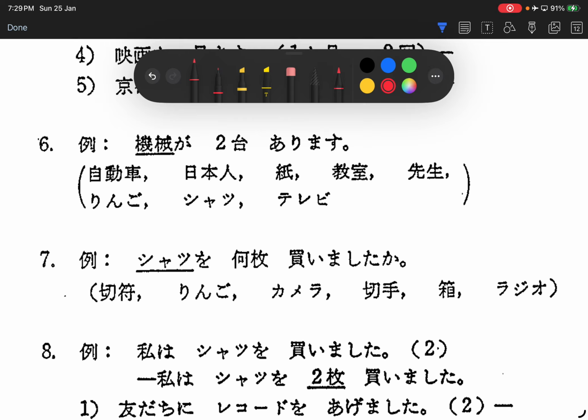Example. シャツを何枚買いましたか? So 買いました is past tense. So シャツを何枚, right? 何枚 is the question. So how many pieces, right? So next we have キップ. How to say how many pieces?